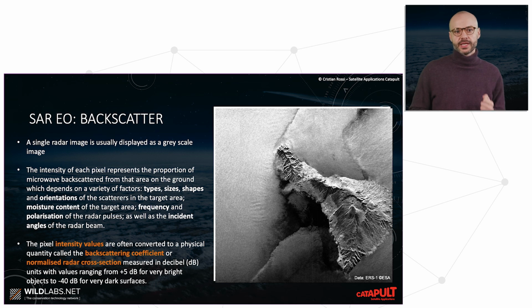The main information here is called the backscattering coefficient, and it's usually measured in decibels. It's also called the normalized radar cross-section. We will see in the next videos several applications that use that specific data.